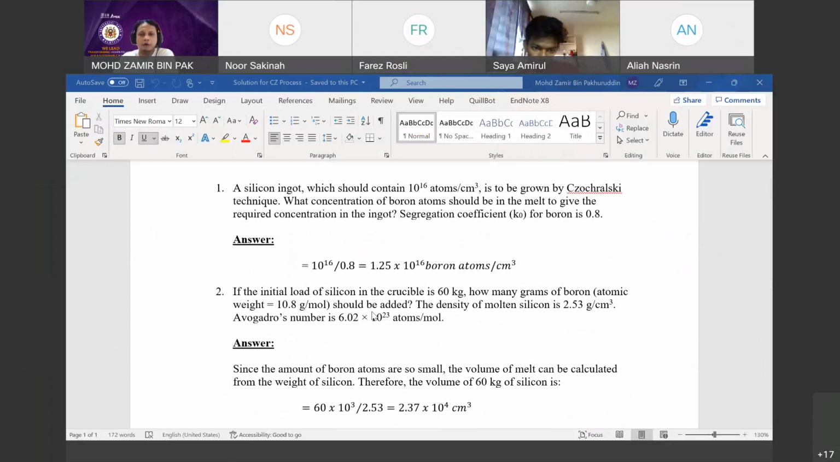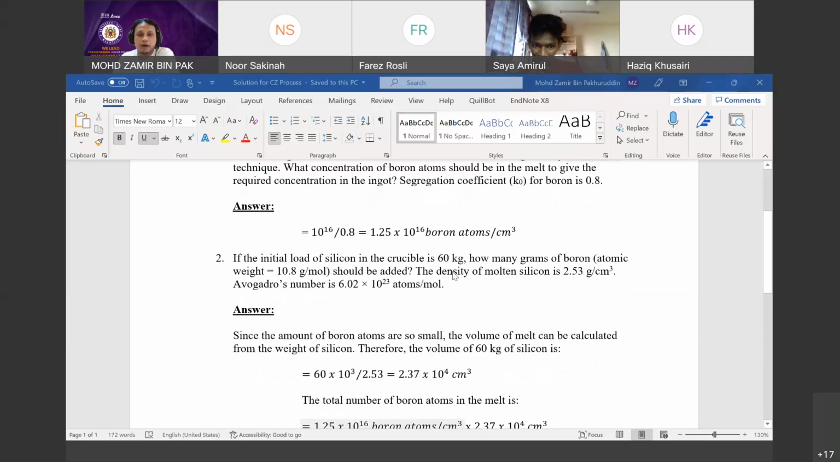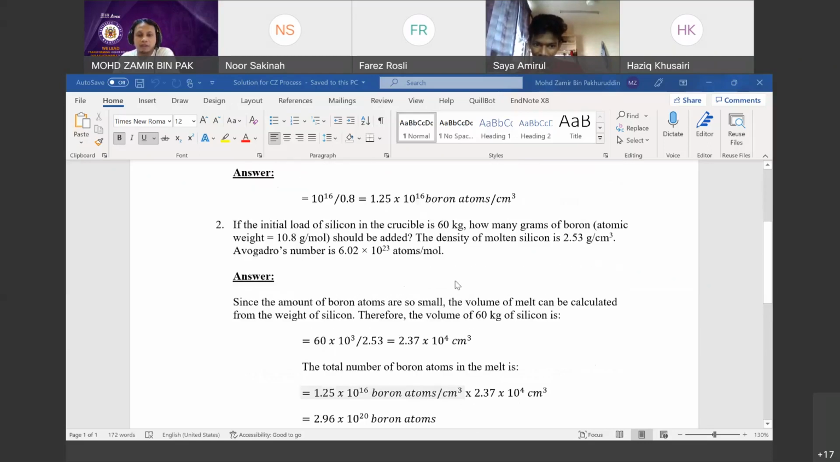When do we add boron? When and where do we add the boron? In the growth, at what time? In which state do we add boron? When it has melted, we add it into the melt, right? So basically we are adding the boron into the melt. Therefore the concentration of silicon at that time should be C_L, which is 1.25 times 10 to the 16 before the final ingot.